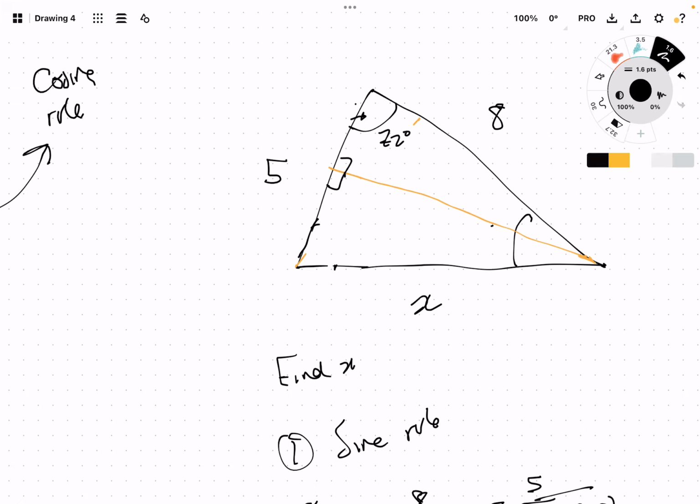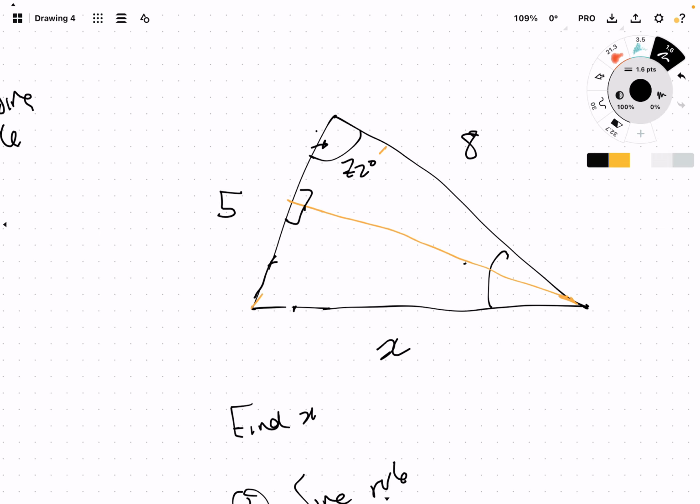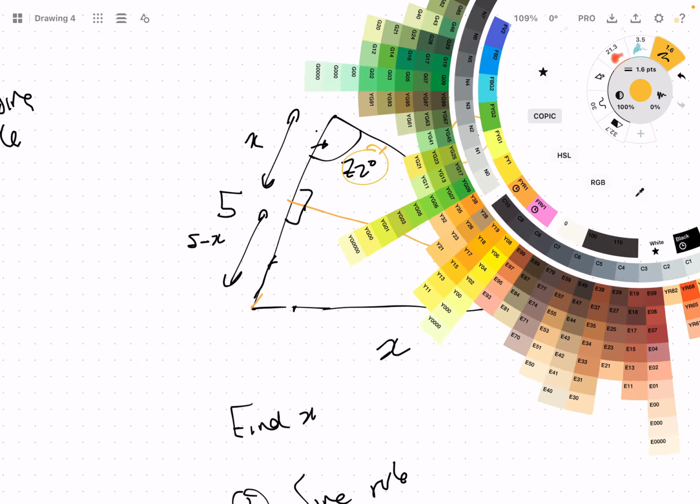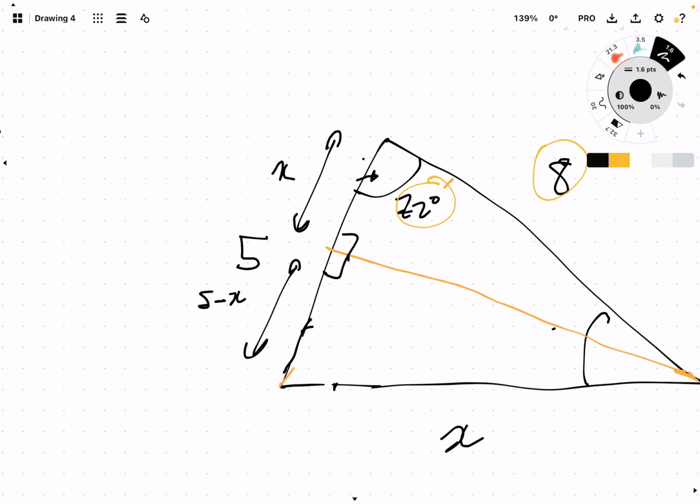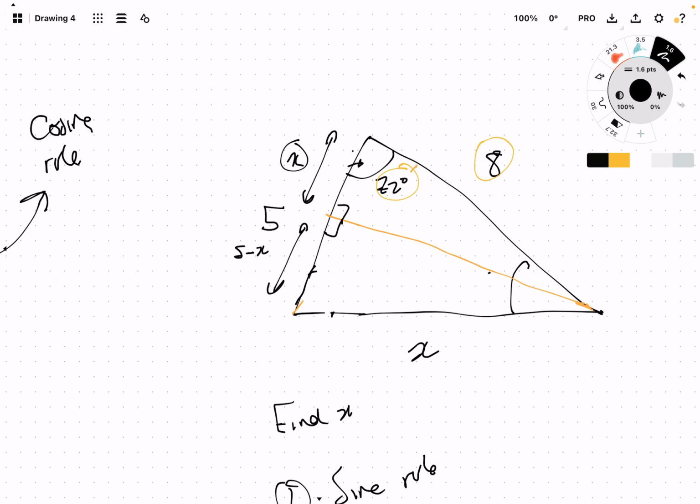Okay, what can we do with it? It doesn't seem very clear what the path is. But we know these two sides, let's call this x, and this add up to 5. This is 5 minus x. And notice how we have one side and one angle in this right triangle. That would mean that we can find this x using a trig.